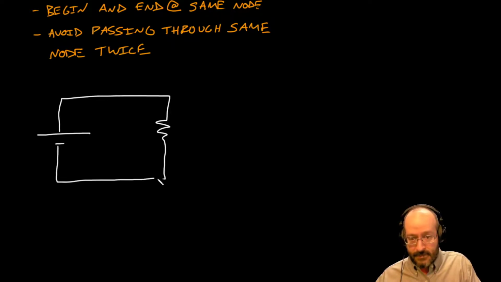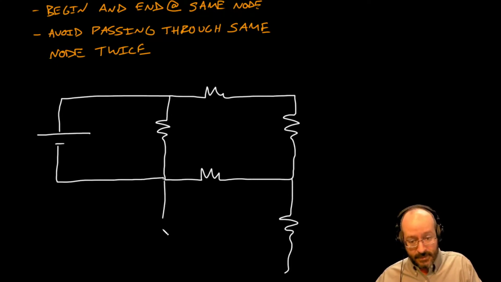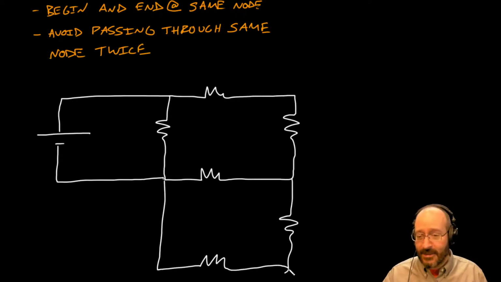Okay. And a bunch of resistors sticking out here. Another one down here. Down there. And over there. Okay, I said we're going to be building more complicated circuits. I think this one's working pretty well.